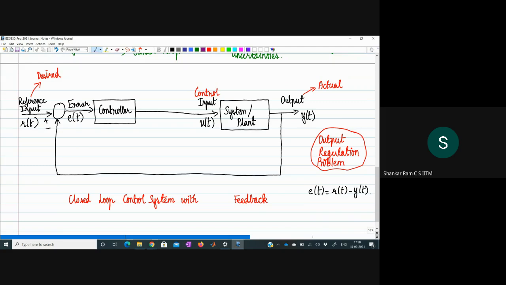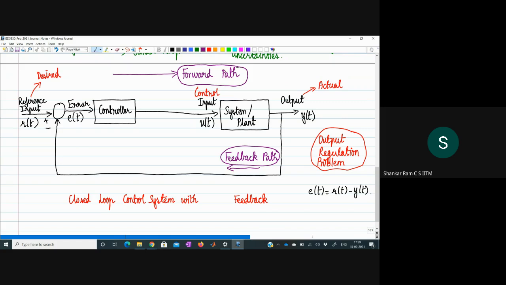As far as terminology is concerned, when we go in this manner, we are essentially going along what is called the forward path. If we go along this direction, we are going along the forward path, and this is what is called the feedback path. We should be aware of all these terms, the forward path and the feedback path. These are some terminology that we should remember.